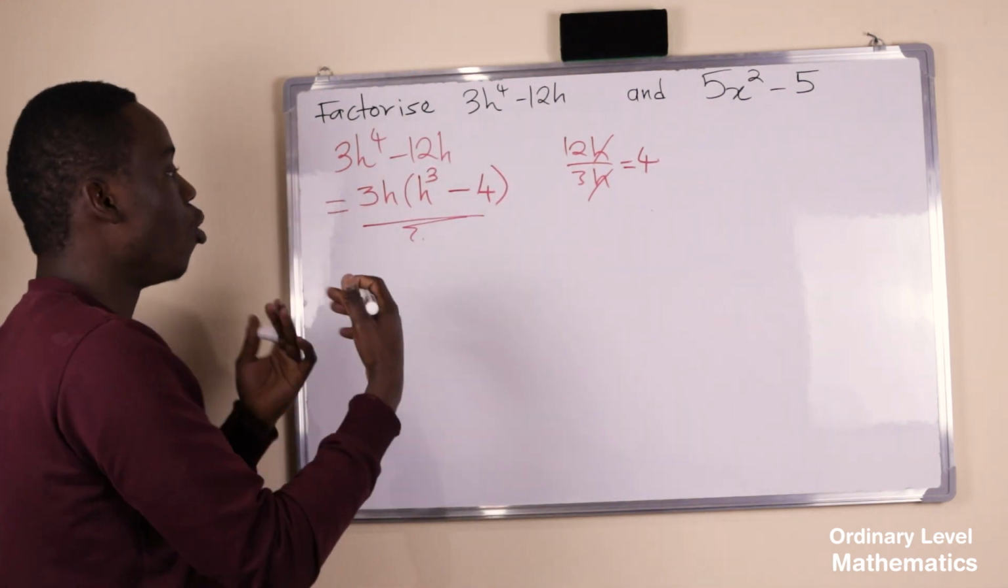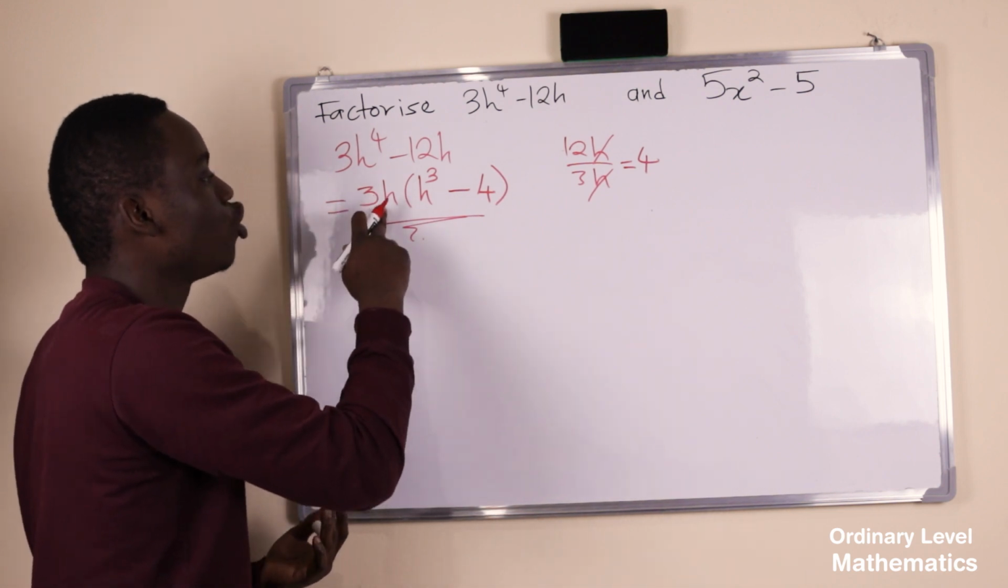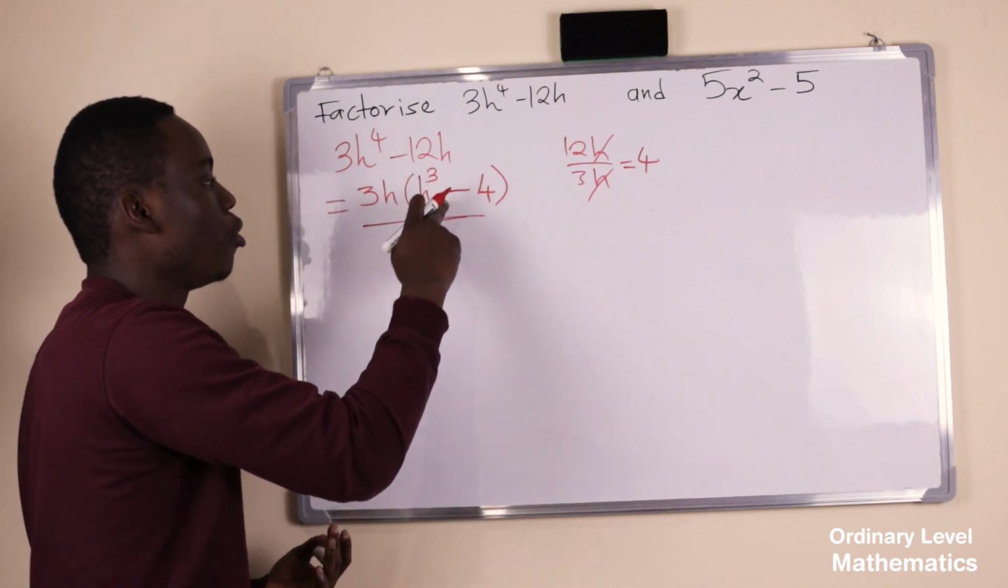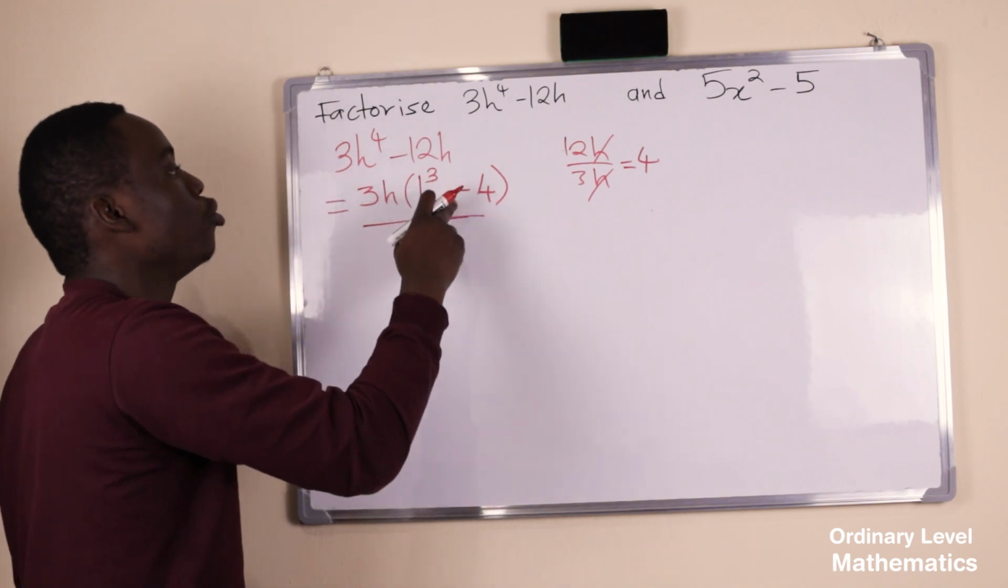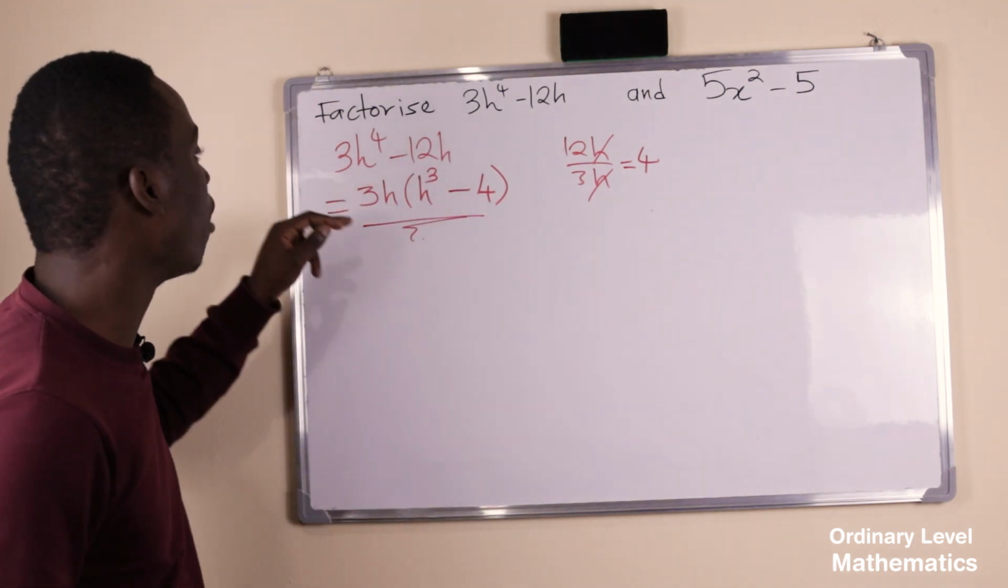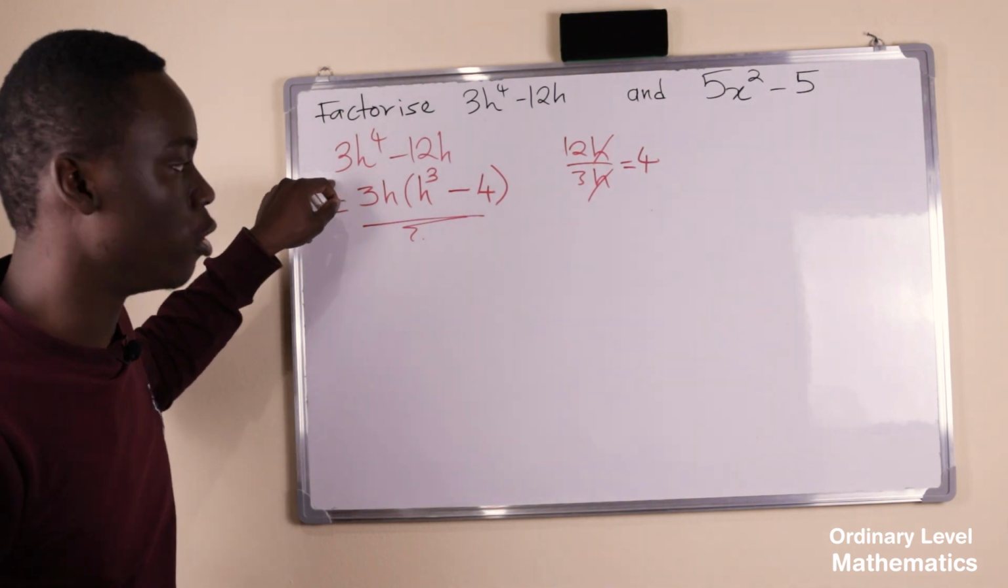How do you prove it? All you have to do is to multiply 3h times h to the power 3 and 3h times negative 4. It should give you the same expression as you have in your initial expression.